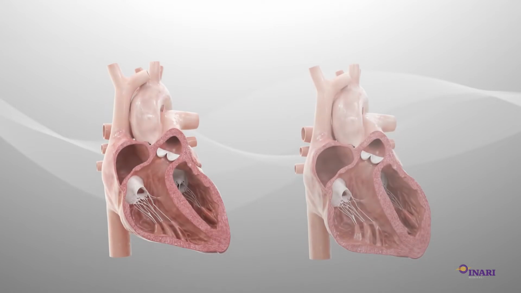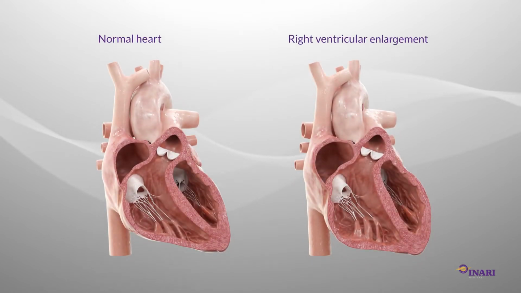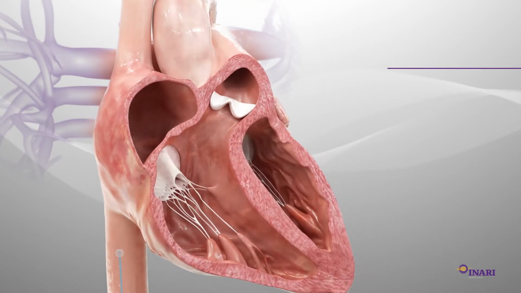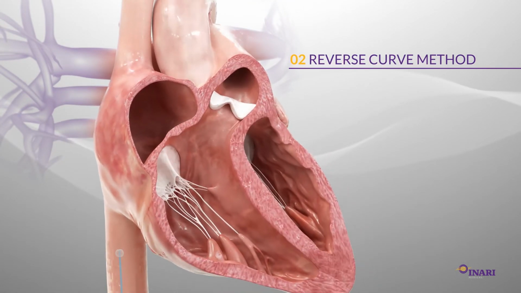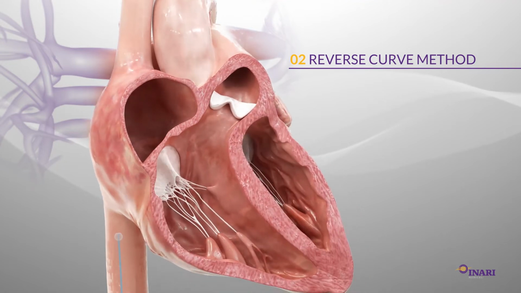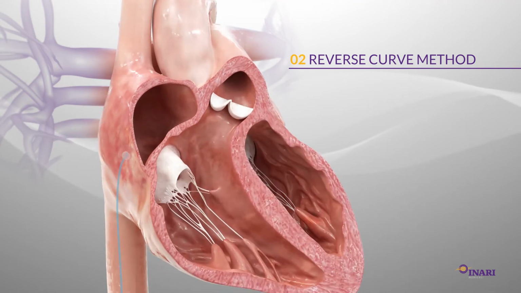Tortuous anatomy and right ventricular enlargement are extremely common in patients diagnosed with intermediate high risk and high risk pulmonary embolism. Additional techniques may be required to successfully cross the right heart of these patients. The reverse curve technique can be employed if the catheter cannot be directed downward through the tricuspid valve, or if it cannot be oriented upward to the RVOT.